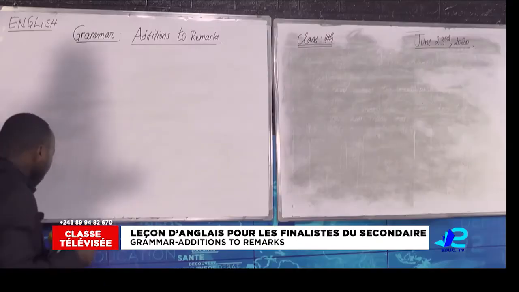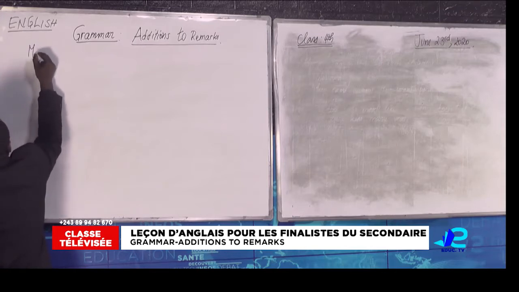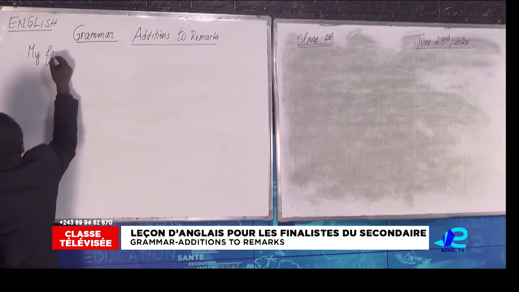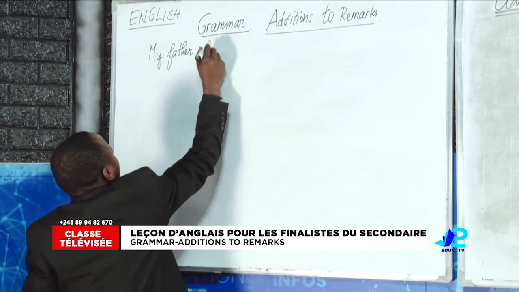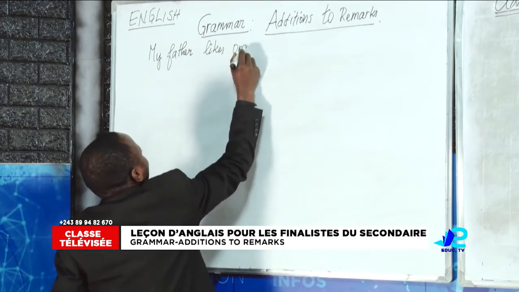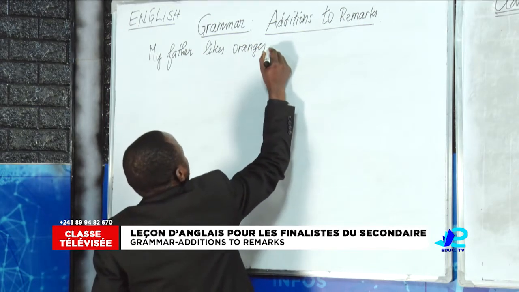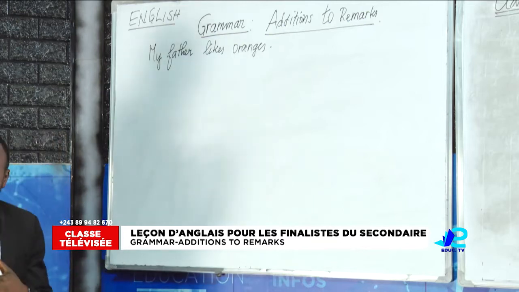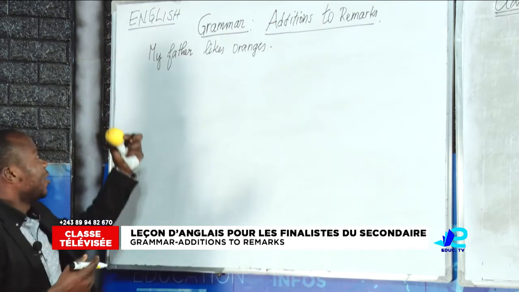Class, let me show you. I can say, my father, look at here on the board. My father likes oranges. My father likes oranges. This is the first remark. The second, hence my father likes oranges.